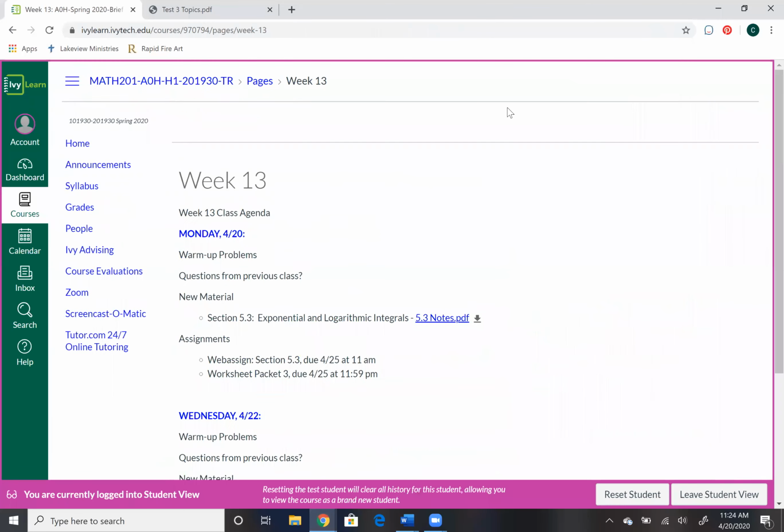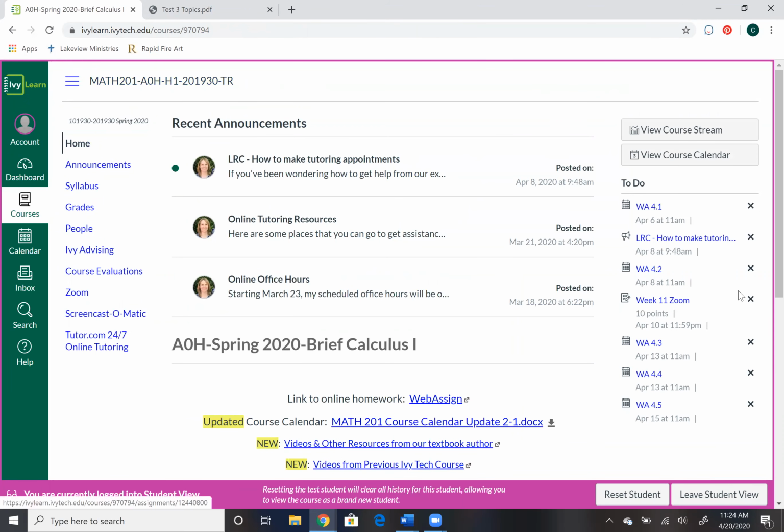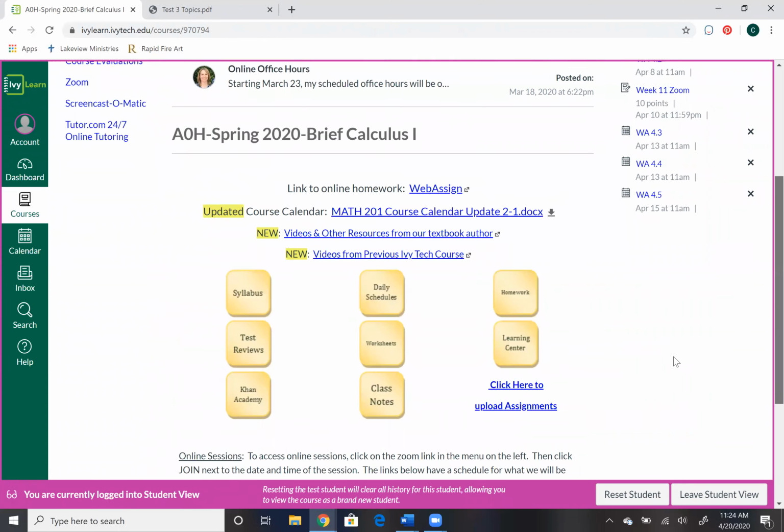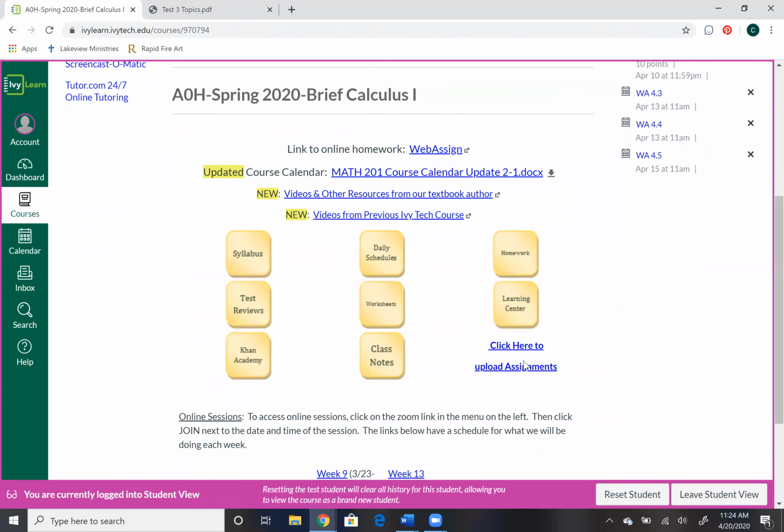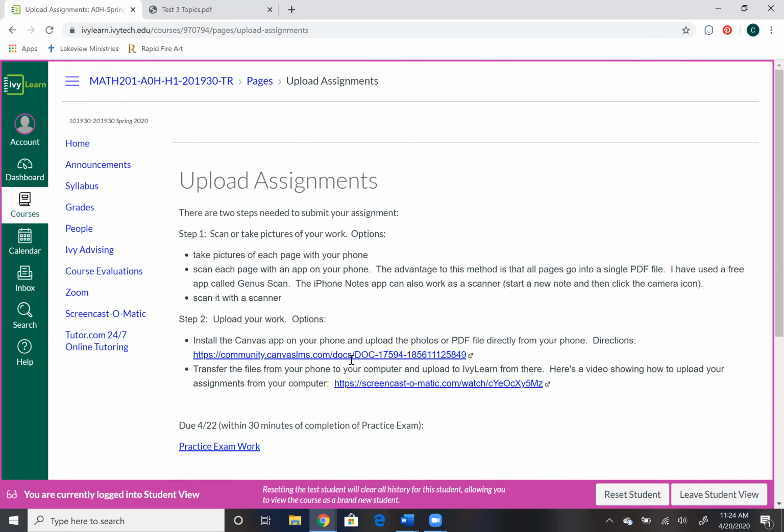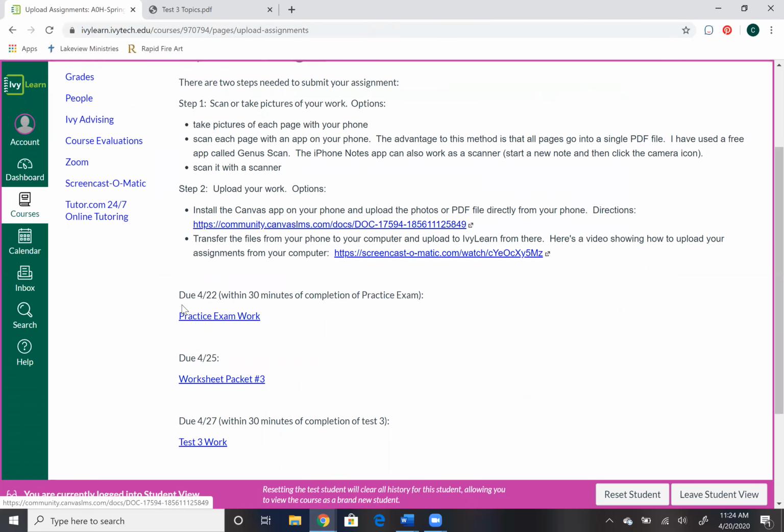And if you go to our homepage and scroll down a little bit, right here, it says click here to upload assignments. That's where you will upload your work. And there's some directions there if you need them, some tips for how to upload an assignment. And right here, here is upload your practice exam work.